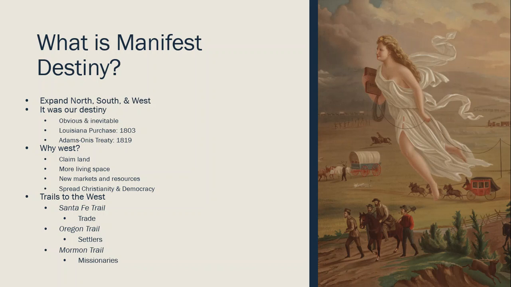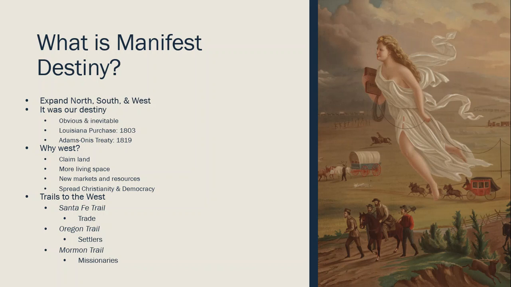They want living space. They want the ability to own land, and land is going to be cheap out in the West. With the market revolution and the expansion of the cotton industry and the textile industry, we're also seeking new markets and more resources so that we can continue to grow as an industrial nation. And then there's always those time-honored ideas of spreading the word of Christianity, the word of God, and also spreading the ideals of democracy.